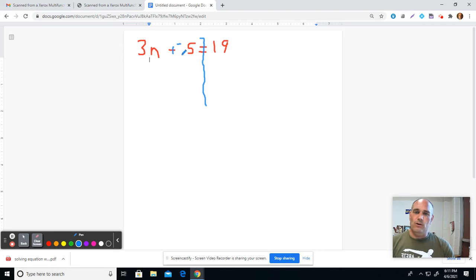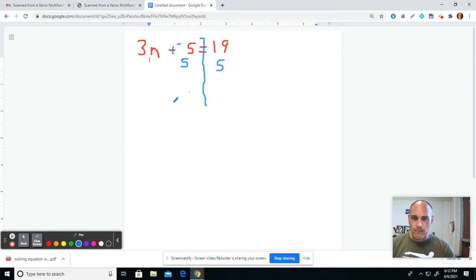So the first thing I do is I got to figure out, okay, I've got a negative 5. What can I do to get rid of a negative 5? Well, what I can do is add a positive 5 to this side. Now, remember what I do. If I add a positive 5 to this side, I have to do the exact same thing on the other side. Just like with our tiles, if I put something on one side, I had to put the exact same thing on the other side. So I'm going to add a positive 5 here and a positive 5 there.